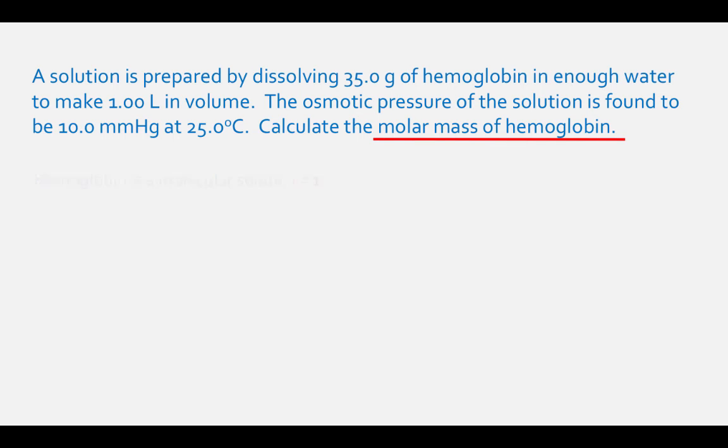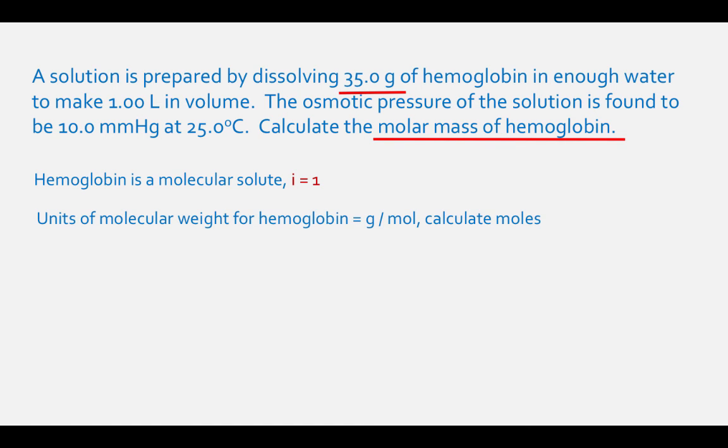They give you the amount of grams of hemoglobin. Remember the units of molar mass are grams per mole. So now all we need to calculate are the moles of hemoglobin. They also give you a volume of solution, an osmotic pressure in millimeters of mercury, and a temperature. The equation you need to solve this problem is the osmotic pressure equals the Van Hoff factor times the molarity of the solute times the gas constant times the temperature at which the experiment is being run.